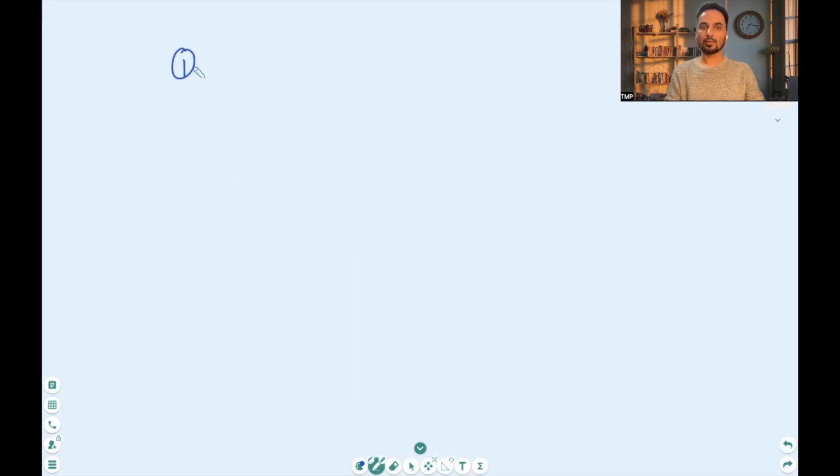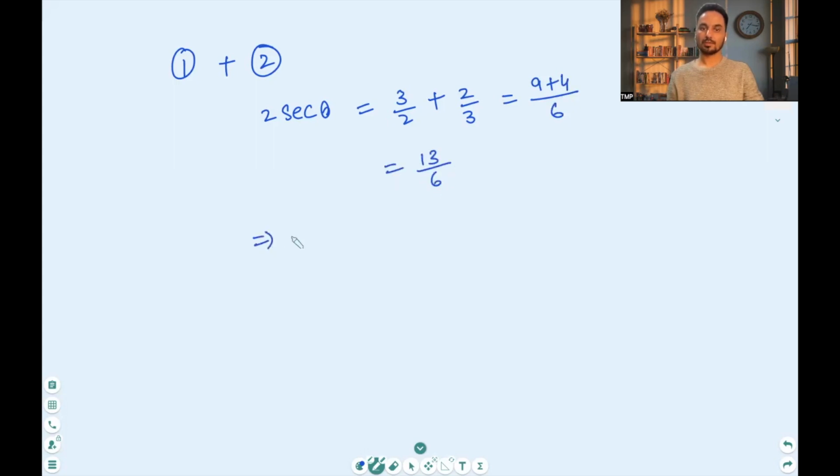Now, if we add equation 1 and 2, we will get 2 sec theta equals 3 over 2 plus 2 over 3. By taking LCM on the right-hand side, you will get 9 plus 4 over 6, or 13 over 6. That means sec theta is equal to 13 over 12. And we wanted to find the other two values, which are sine theta and tan theta.